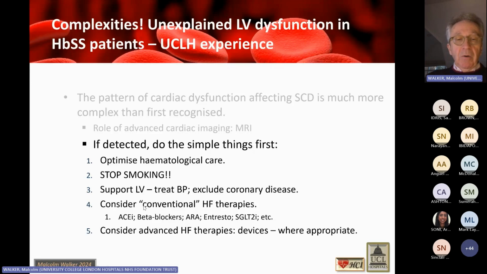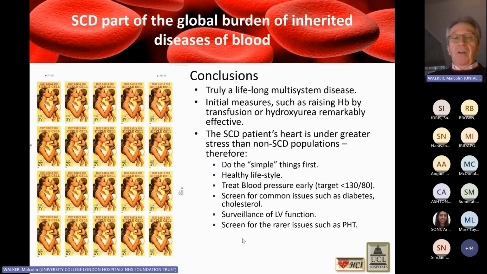And we try to use ACE inhibitors, beta blockers, aldosterone receptor antagonists, the combination treatments, and nowadays the SGLT2s, which may have a role in preventing that stiff heart syndrome. And we keep in mind advanced heart therapies, ICDs, resynchronization when we can. So this is a lifelong multi-system disease. It seems that those individuals who are treated intensively hematologically do better.